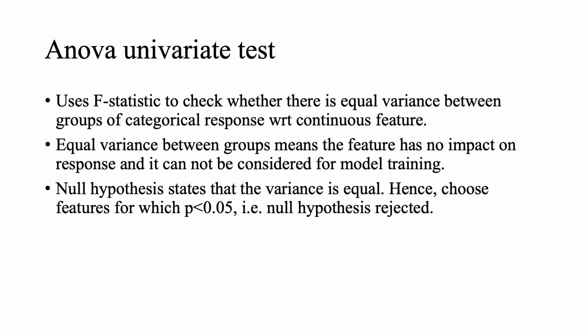We set this feature selection process as a hypothesis test that is performed for each feature one at a time, and the F statistic is used as the statistic of choice. The null hypothesis is that the variance is equal, and so we only retain features for which the p-value is less than 0.05. That is, we retain features when we can reject the null hypothesis.